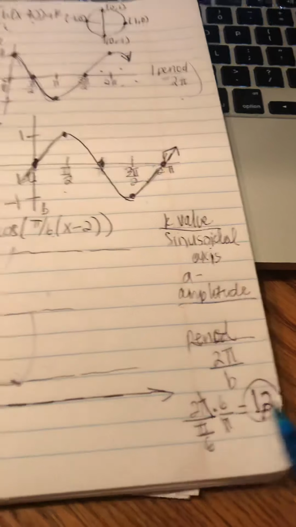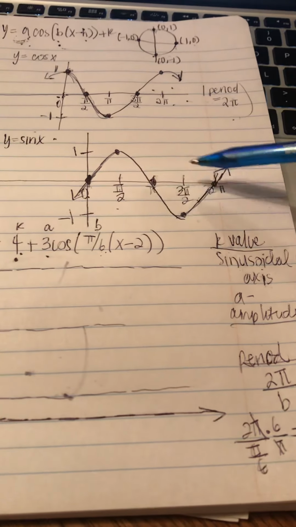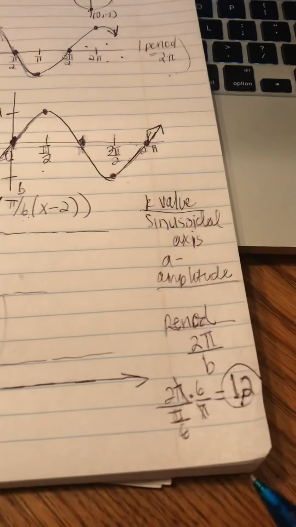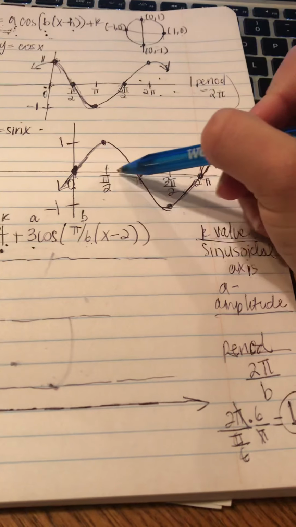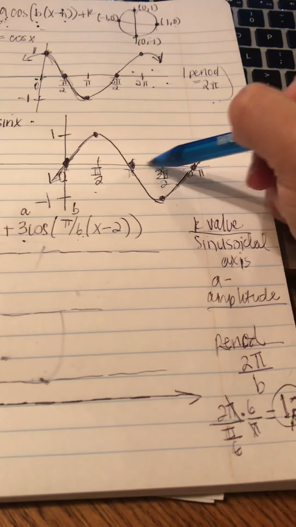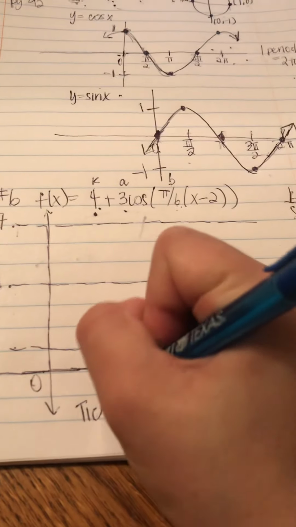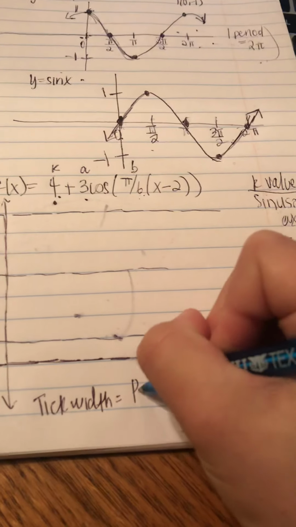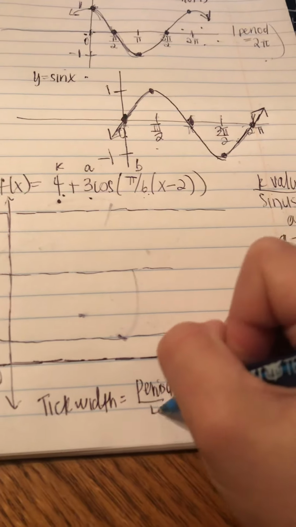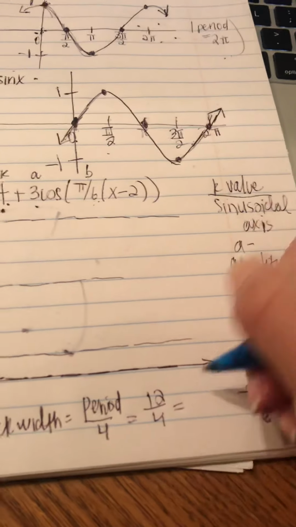Now, for all the graphs, I like to have 5 tick marks. So do you see how we have 1, 2, 3, 4, 5 tick marks? So what I'm going to do is take the 12, and I have to look at the spaces between. So there's 1, 2, 3, 4 spaces. So what we're going to do is something called tick width. And that's going to be your period divided by 4. So in this case, it's 12 divided by 4, which equals 3.